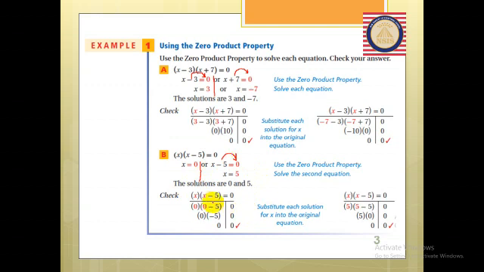And of course I can check by substituting the x by 0 and by 5. Here by 5 and here by 0. So I will have 0. So this is the solution of the quadratic function or the equation. Okay?